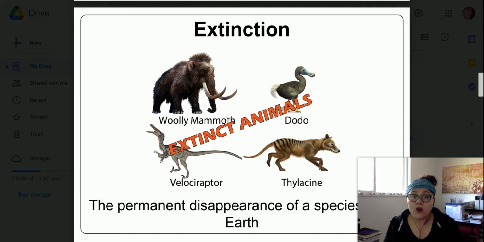Okay? So the woolly mammoth, the dodo bird, a thylacine, which was like a tiger-like thing, velociraptors from Jurassic Park. These are things that are no longer in existence. Right now, the black rhino is just going extinct. Okay? Another example.